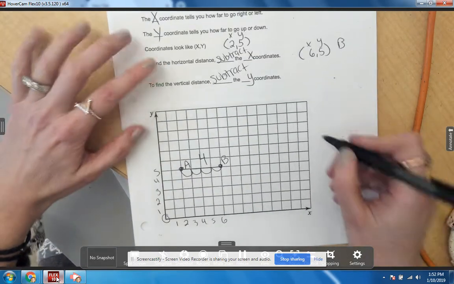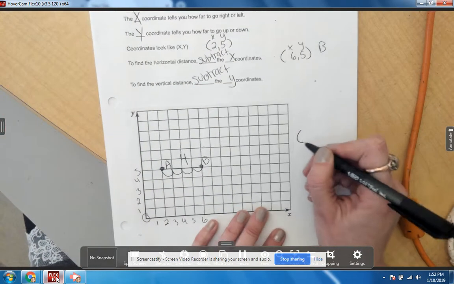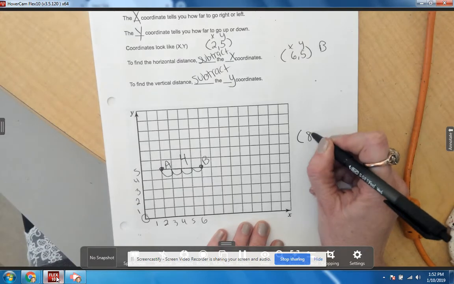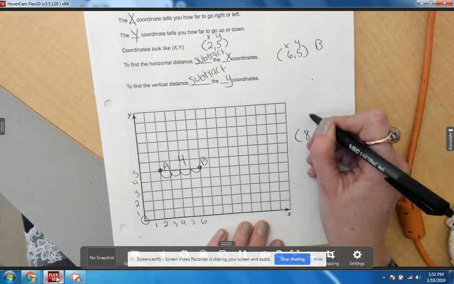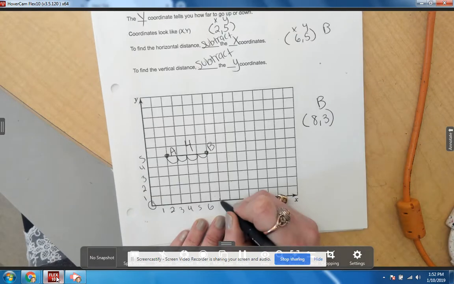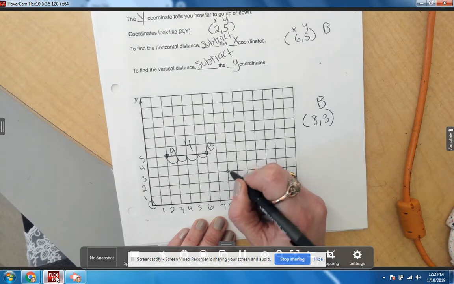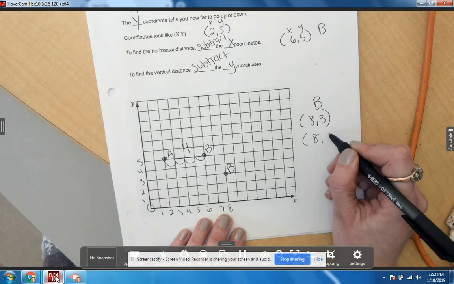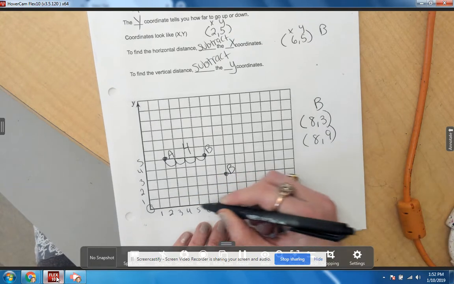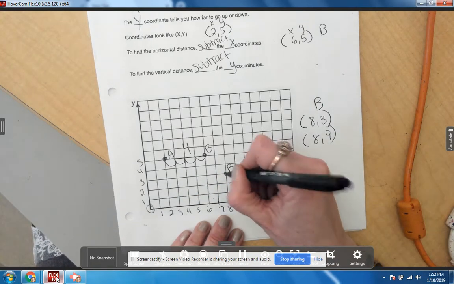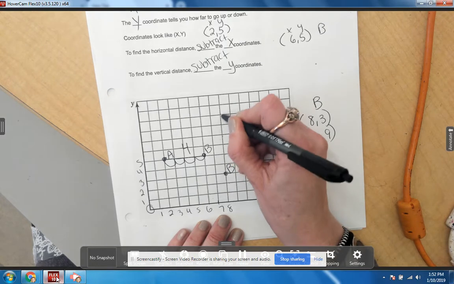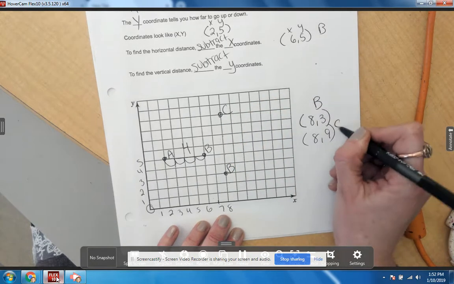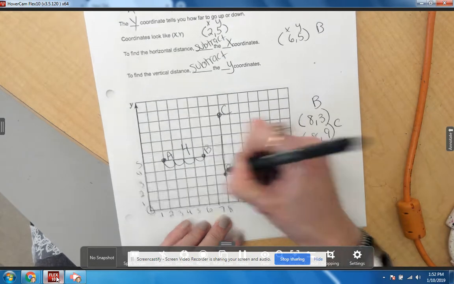So for example, let's say I have the point, you guys can do this with me. Let's say I have the point 8, 3. We'll call that point B. So I'm going to go over 8 and up 3. We'll call that B. And let's say I have 8, 9. I'm going to go over 8, up 9. So 3, 4, 5, 6, 7, 8, 9. We'll call that point C. Connect the dots. This is a vertical line.